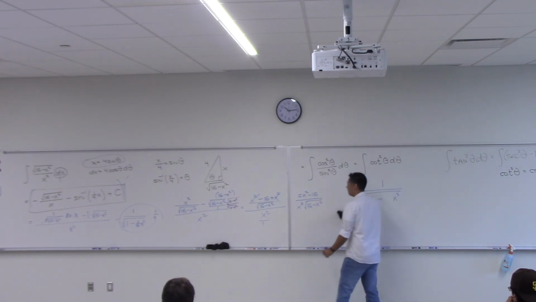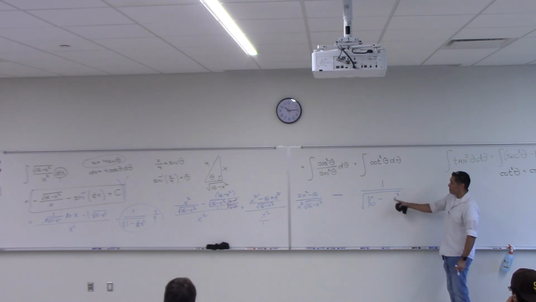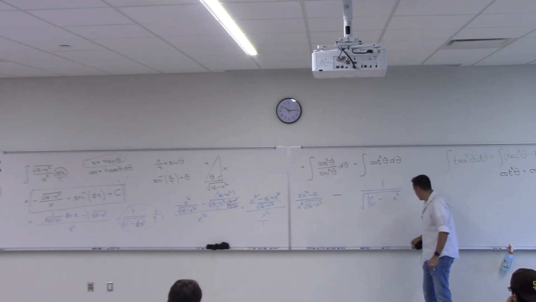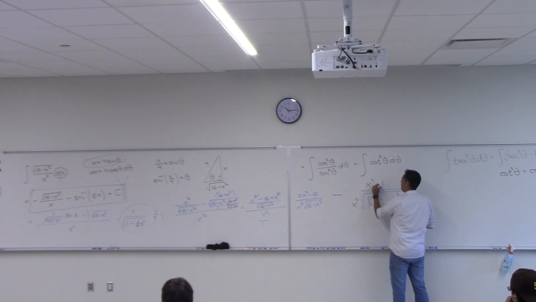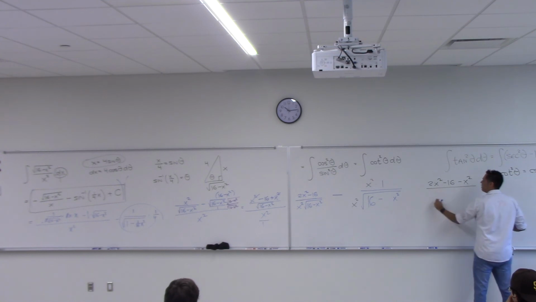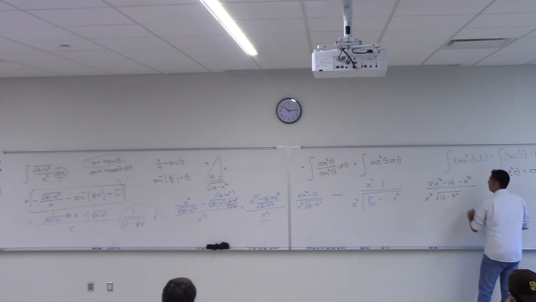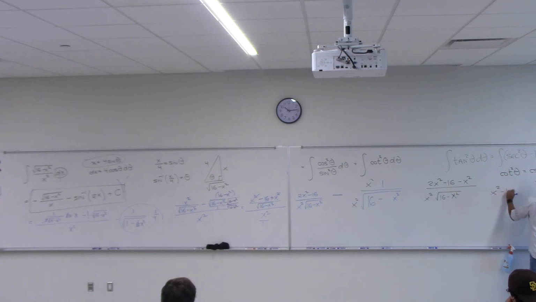And aren't I taking this and subtracting it like that? These two? Yes? So this is it. What we're looking at right here. It's this minus this. So let's get a common denominator. I need x squared here, right? And when I put those together, 2x squared minus 16 minus x squared on top, and then the common denominator, which is x squared square root of 16 minus x squared. What do I get on top? x squared minus 16 over x squared square root of 16 minus x squared. Is this it?